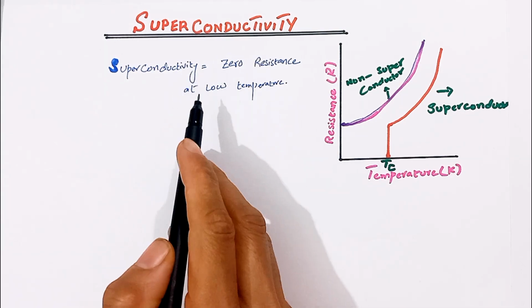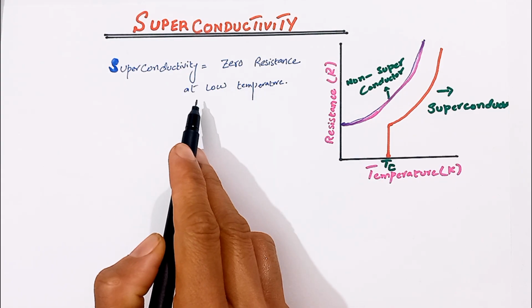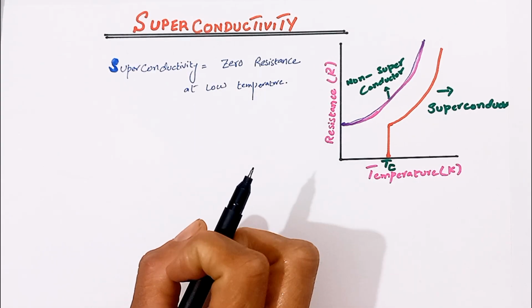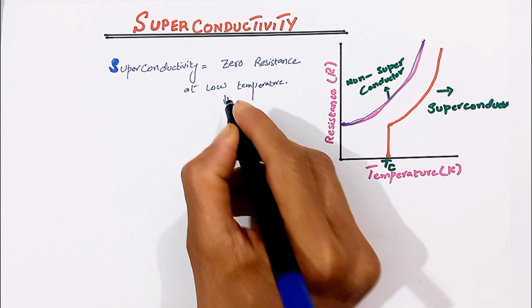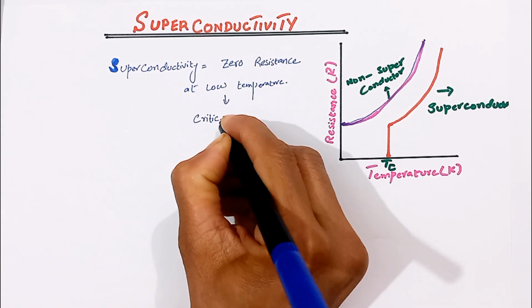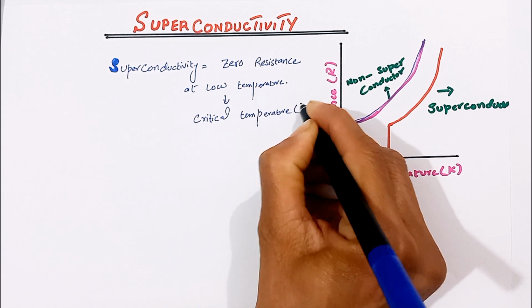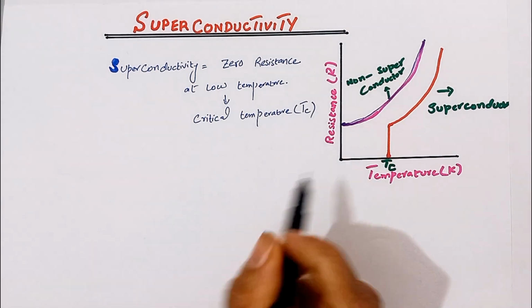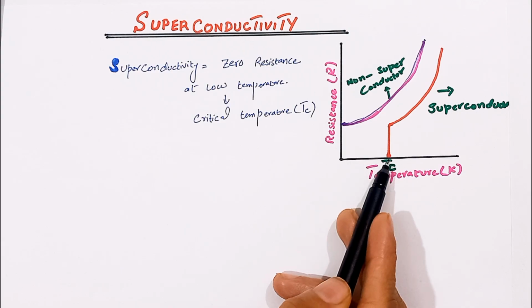a phenomenon in which conductor resistance becomes exactly zero when temperature is below a certain value called critical temperature. At low temperature, where resistance becomes zero, this temperature is called the critical temperature, denoted by T sub C. Below the critical temperature, the resistance of the conductor is zero. It is the flat line. It means the resistance is zero.